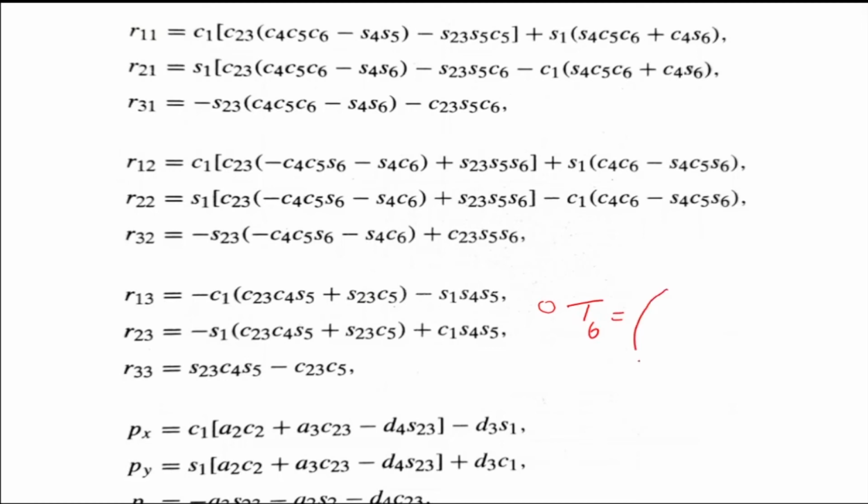Now this matrix is equal to T0 to 6, which is R11, R12, R13, and Px, Py, Pz with respect to the end effector. So let me call it E. So this is R21, R22, and R23. This is R31, R32, and R33. This is with respect to the base. So let me call it B.